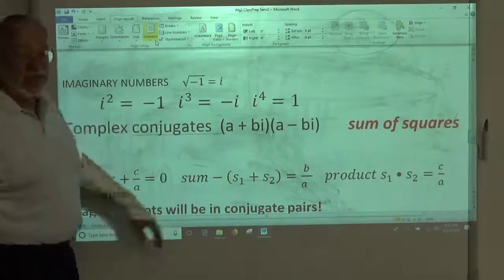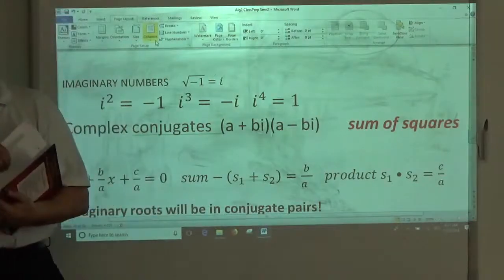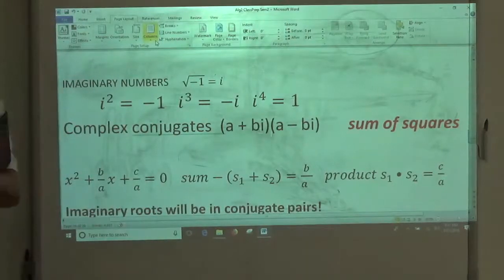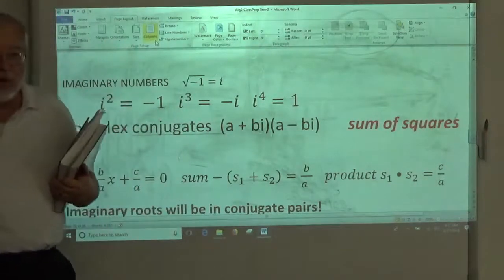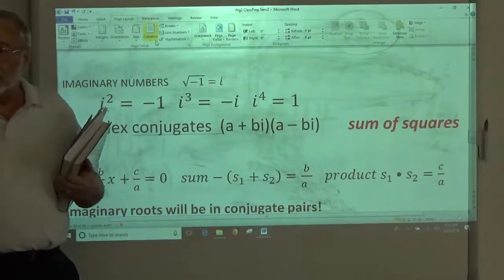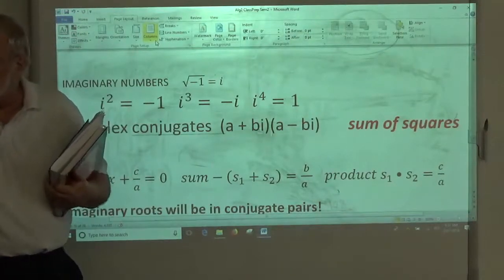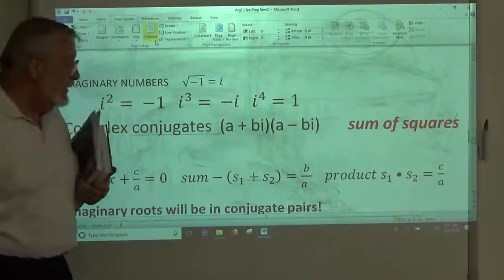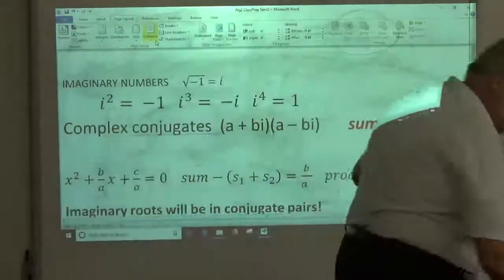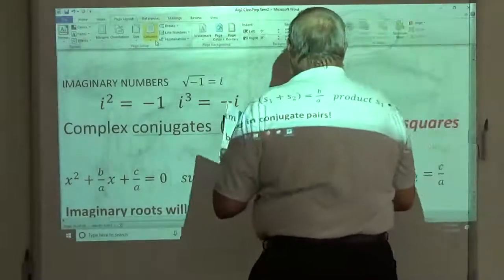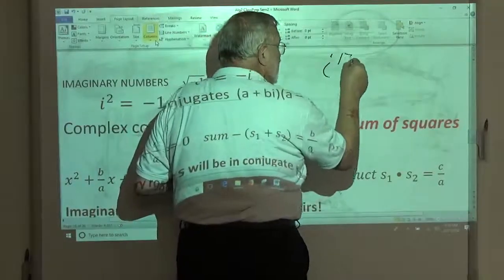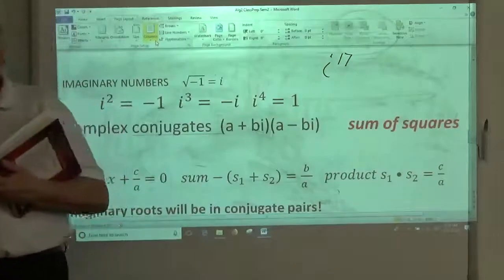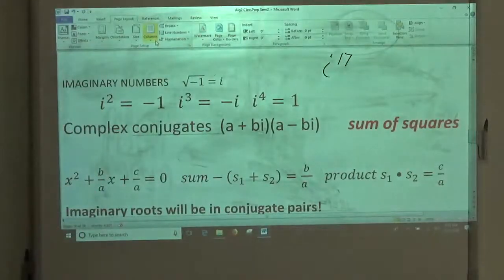So here's what's going to happen. You're going to be given i to some big number. All right? And what you're going to want to know is what is the remainder when I divide it by 4, because every group of 4 i's produces the value of 1. All right? So let's say that I gave you i to the 17th power. What is 17 divided by 4?